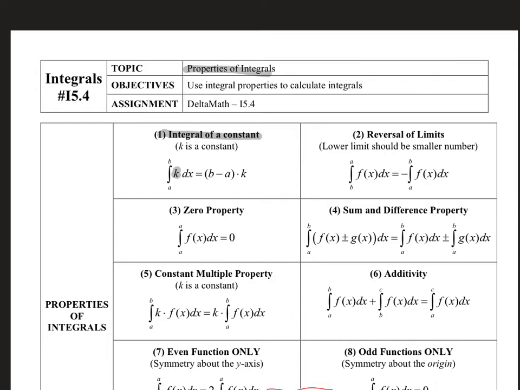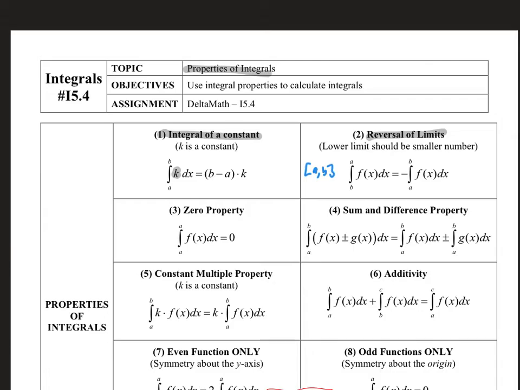Property number 2 is the reversal of limits. When you are given an integral, the lower limit is the lower number, and this is because your limits represent an interval, and when you write an interval, the lower number comes first. So if you see your limits reversed, you're allowed to switch them and put the smaller number as your lower limit. What that's going to do is put a negative in front of your integral.